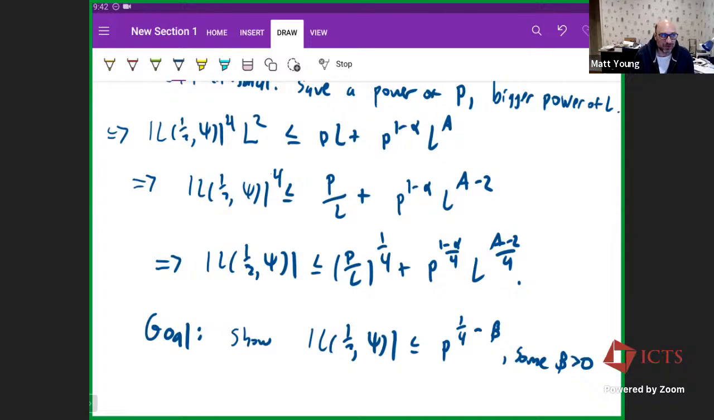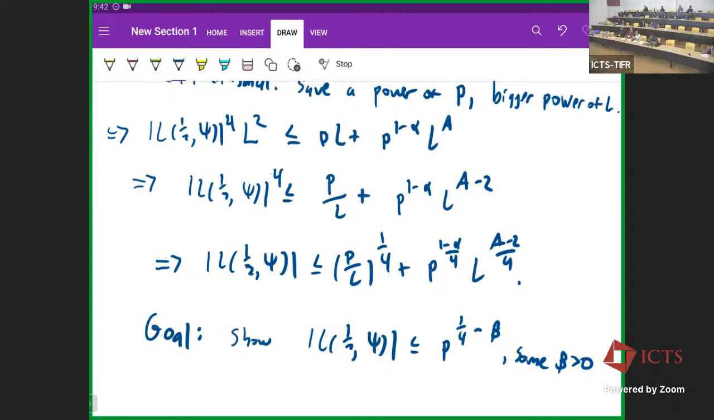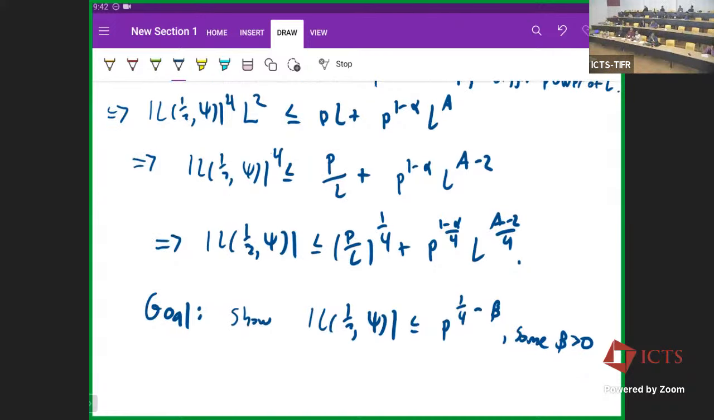I have to imagine that probably some of the other talks have mentioned the subconvexity problem. Is that true? It has been mentioned.